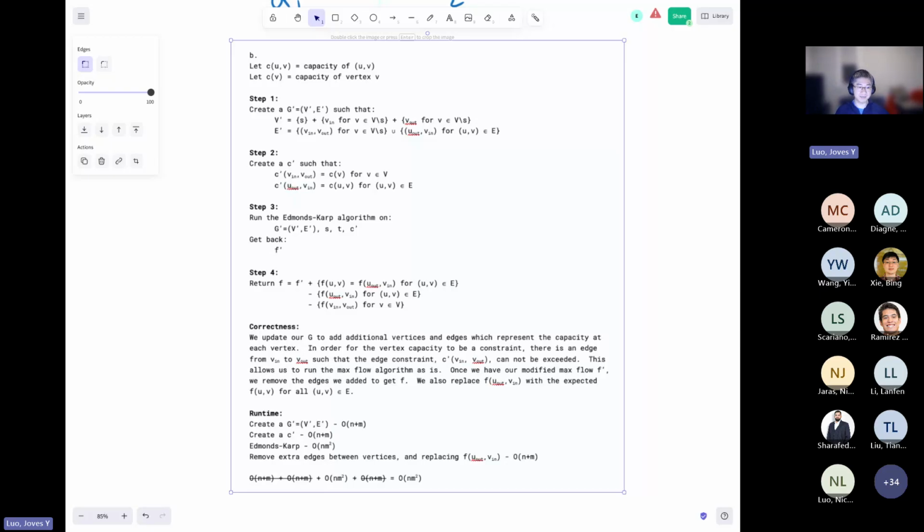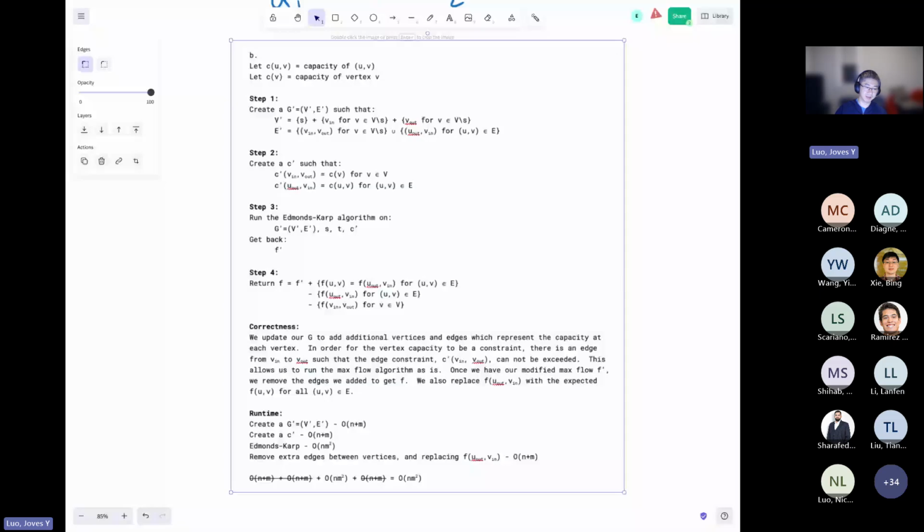So let C(u,v) be the capacity of edge uv, and let C(v) be the capacity of vertex v. So we're going to create this new graph such that our V prime is the source, plus a new series of vertices that is v in for all v and v out for all v, except for the source. You cannot split the source because the source is not going to have a capacity constraint on it, because the source has unlimited flow coming in, so the source won't have a capacity on it.